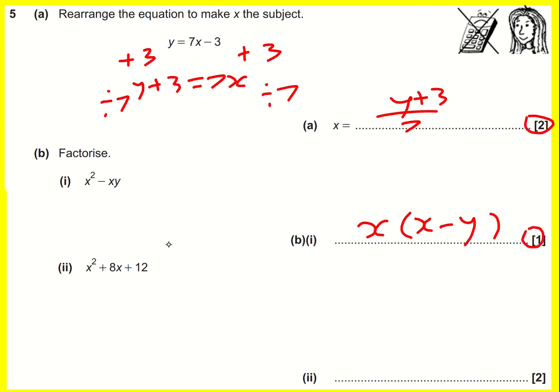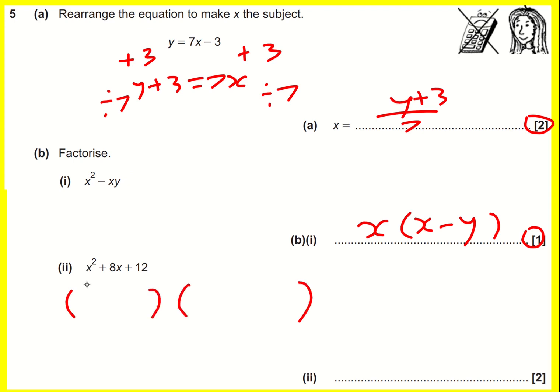Lastly, factorising this one. Now there are no common factors. This is a quadratic. I don't think that is a quadratic actually because of the y in there. This one is a typical quadratic that we see. So how do we deal with this? This is when we have double brackets.